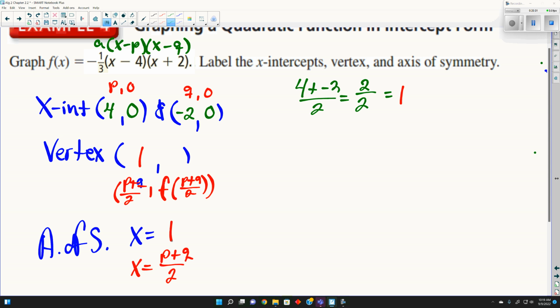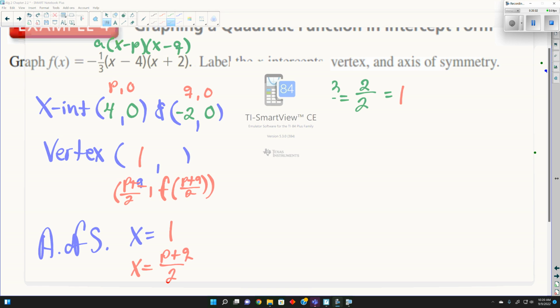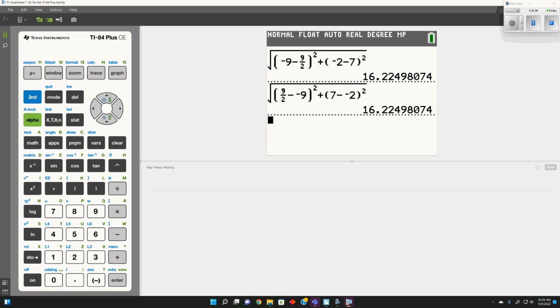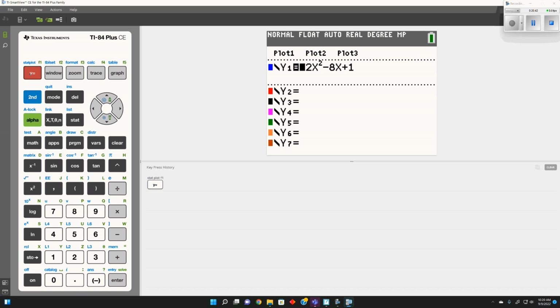Yes, we'd plug 1 back in, because we can do this in a calculator also. We'll close that. So the y equals is where we can graph. We can graph any of these here in y equals.